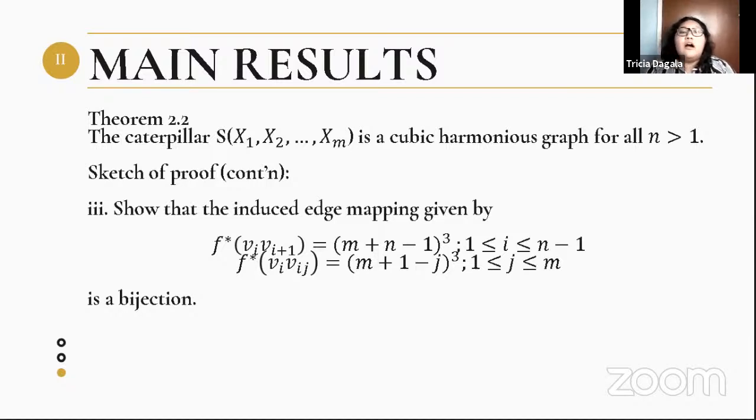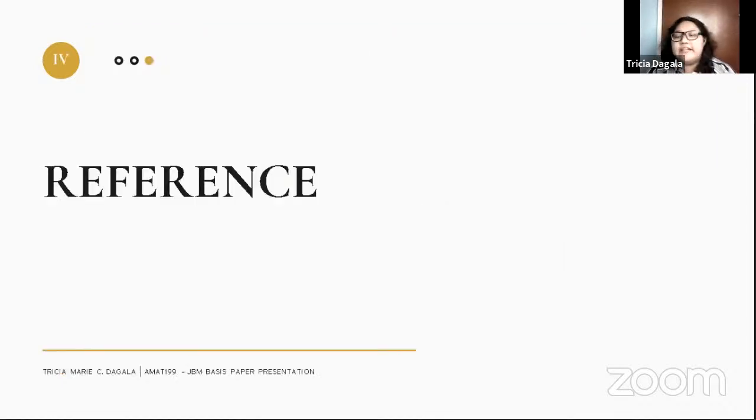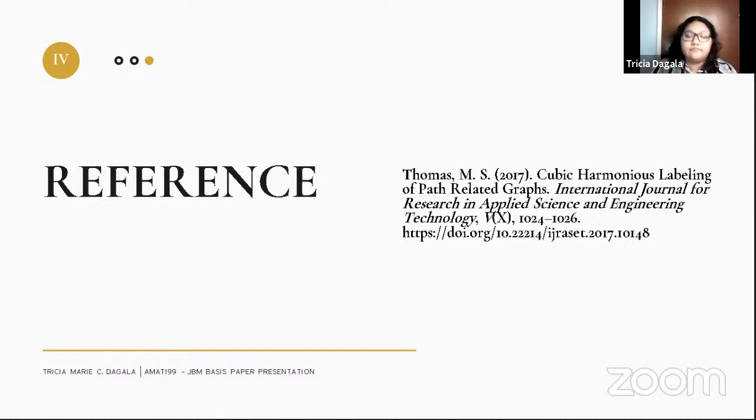So that's all that was said in the paper. For the reference, this is the DOI of the paper. And yeah, thank you.